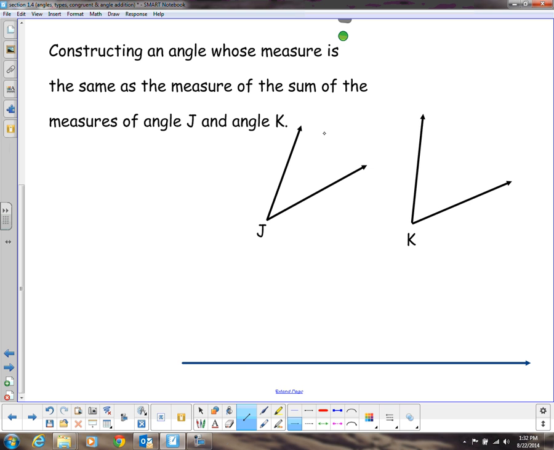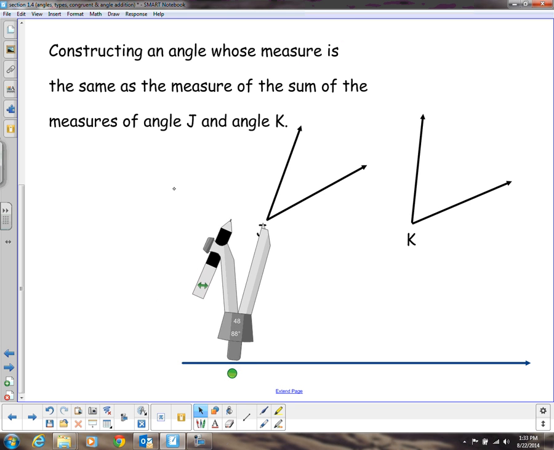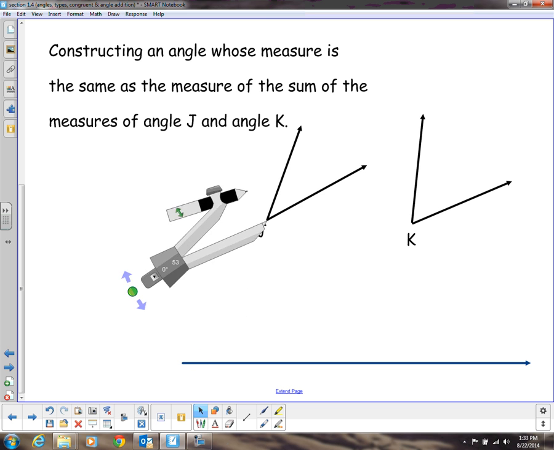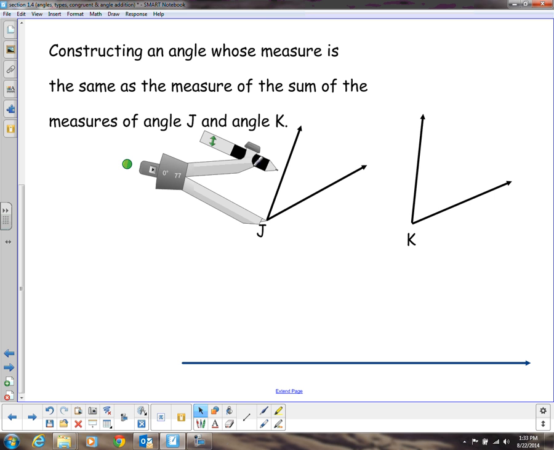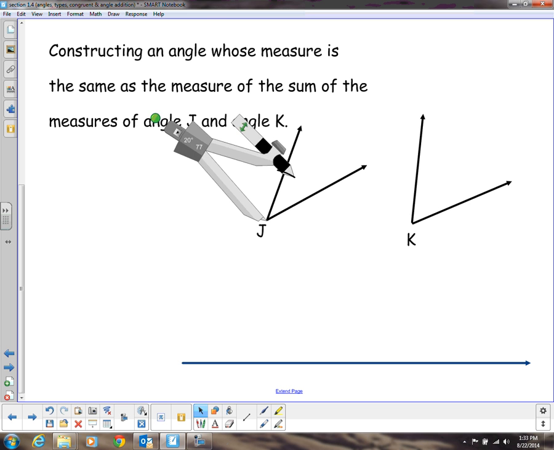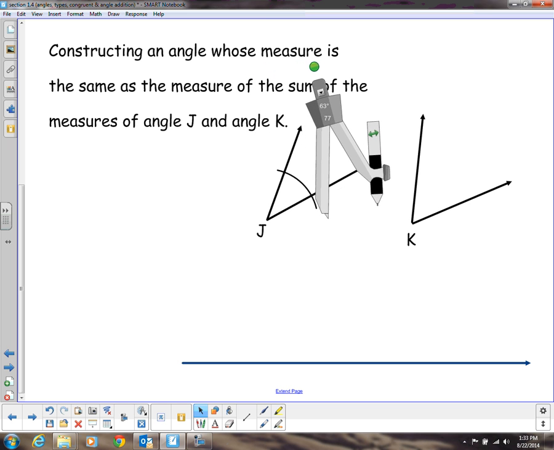And I'm going to grab my compass, and I'm going to put my compass on, let's see, there we go. Now I can use any opening I want. There, I'm going to use this opening. So now I'm going to intersect this 2 places without changing the opening.